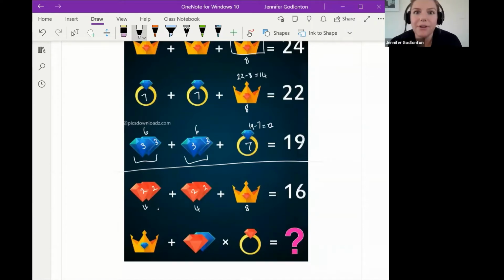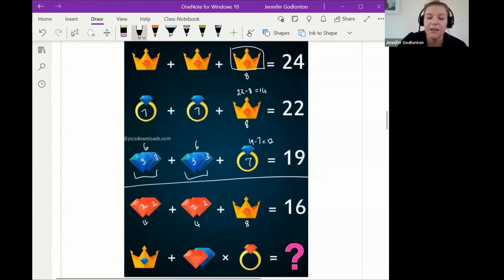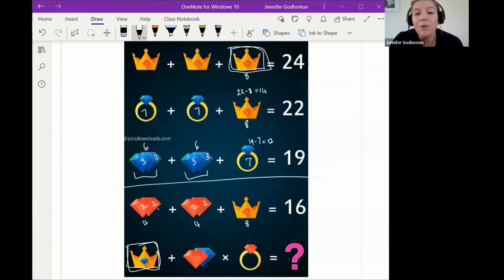So this is where it got nasty. This is why I was trying to say that I was trying to trick you. This crown up here is a crown with a red ruby. And this crown is a crown with a blue ruby. So if I want to know what the value of just a crown is, I have to say my crown with the red ruby, which was 8, and then I have to minus what one of my red rubies is, which is 2, which means my crown, oh, sorry guys, my crown is 6.